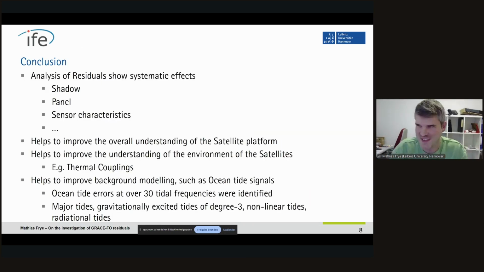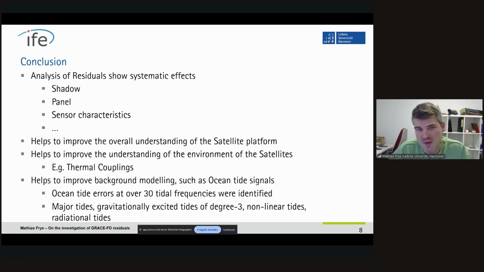And with this, I've also finished. So I was very quick. The conclusion is that the analysis of residuals shows systematic effects, just as I showed here: shadow, panel, and sensor characteristics like the LRI blindings. There are even more, which are not part of today.